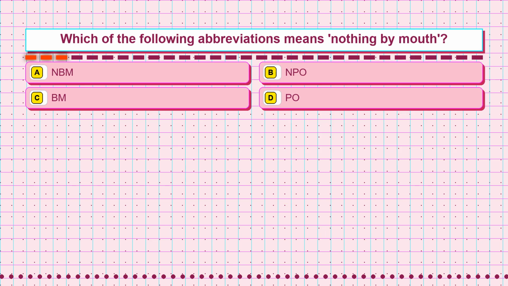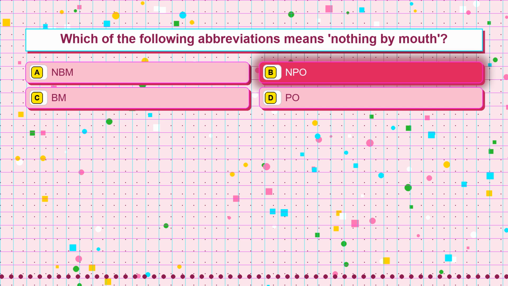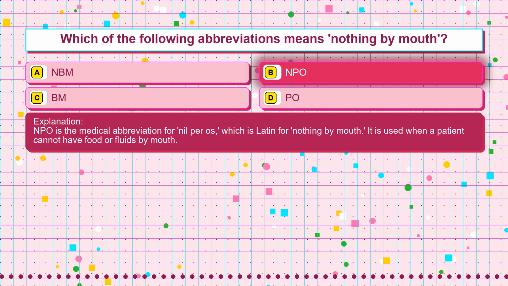Question 57. Which of the following abbreviations means nothing by mouth? Option A, NBM. Option B, NPO. Option C, BM. Option D, PA. The correct answer is option B, NPO. NPO is the medical abbreviation for nil per os, which is Latin for nothing by mouth. It is used when a patient cannot have food or fluids by mouth.